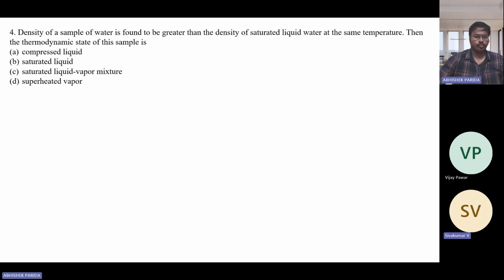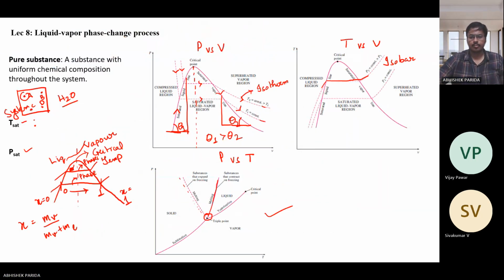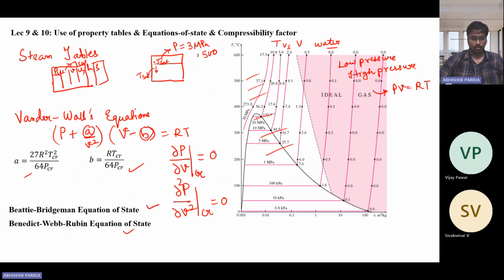Whether it is a compressed liquid, sir. Your voice is not clear. If you're asking something, I am not audible. Take the help of this curve, P versus V or T versus V. Both of these you can take help of and think about it. It's talking about density.